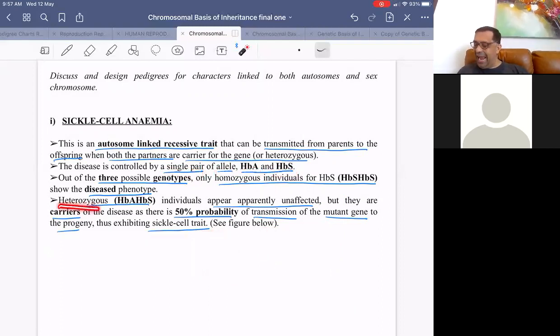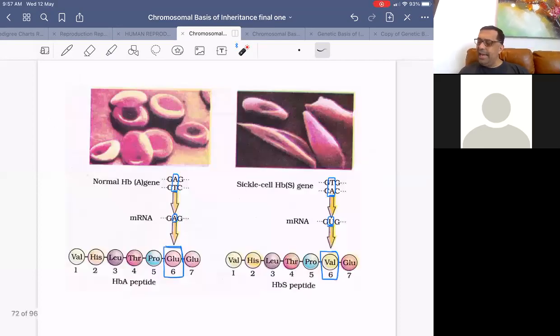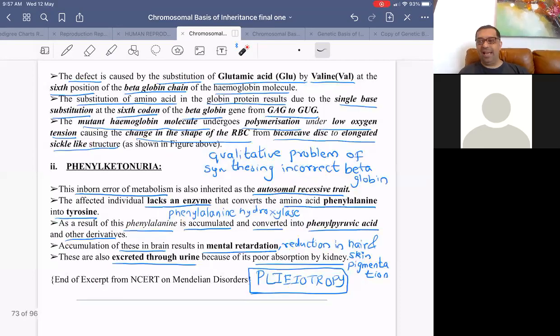But if it is heterozygous HBA HBS, then that person will survive, but they will always become carriers for the disease. Now, sickle cell anemia होता कैसे है? Nice logic. The defect is caused by a substitution of glutamic acid by valine at the 6th position of the beta globin chain.